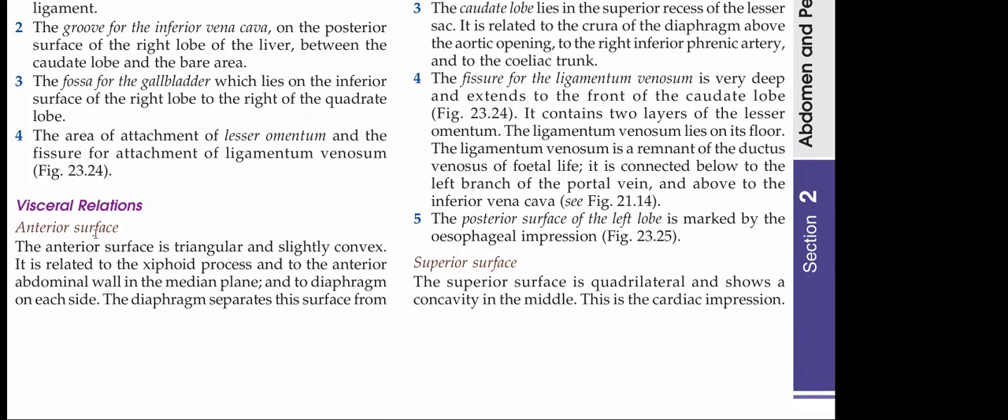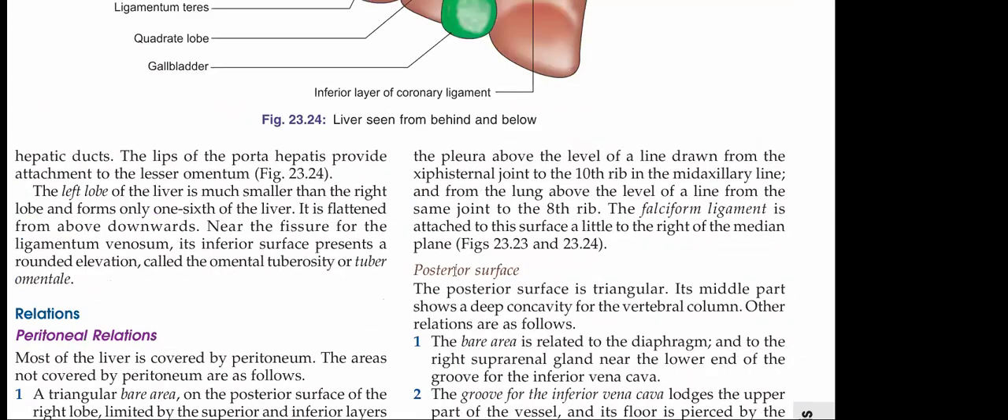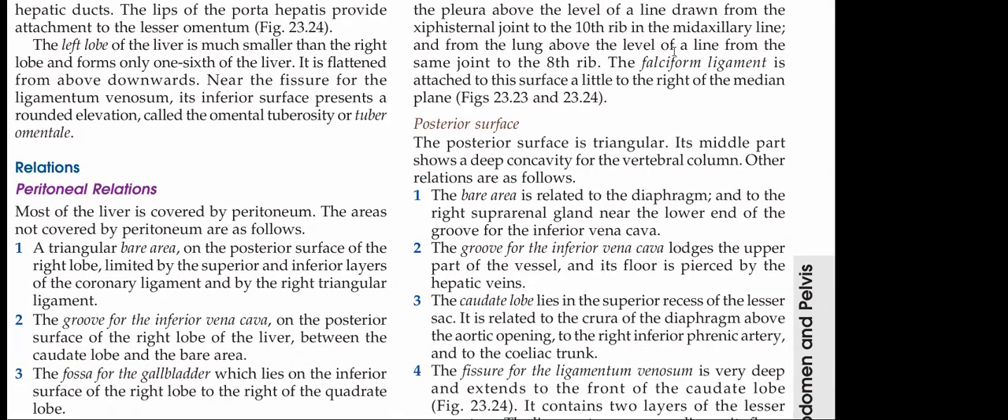Visceral relations. Anterior surface. The anterior surface is triangular and slightly convex. It is related to the xiphoid process and to the anterior abdominal wall in the median plane, and to the diaphragm on each side. The diaphragm separates this surface from the pleura above the level of a line drawn from the xiphisternal joint to the 10th rib in the mid-axillary line, and from the lung above the level of a line from the same joint to the 8th rib. The falciform ligament is attached to the surface a little to the right of the median plane.